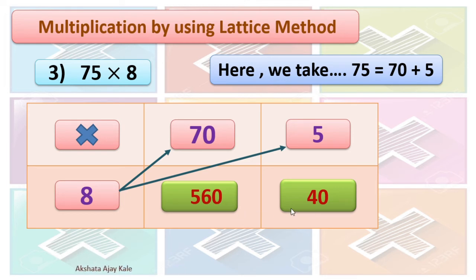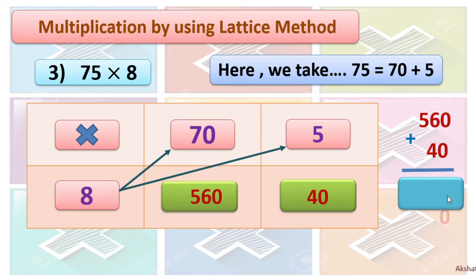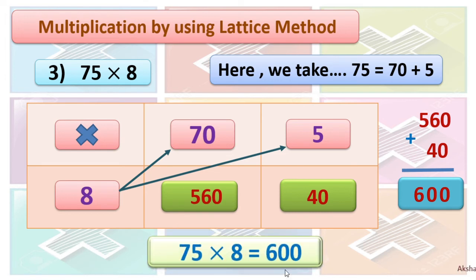Now we are going to add this 560 plus 40. Isn't it? So the answer is 0, 0, 0. 6 plus 4, that is 10. 0 here, 1 is carried over. 1 plus 5, that is 6. Right? So the answer is 600. Got this, children? Now what did we do here? Multiplication of 2-digit number by 1 digit.